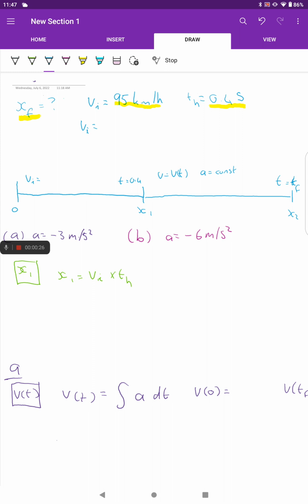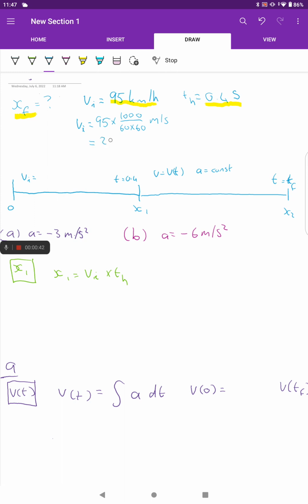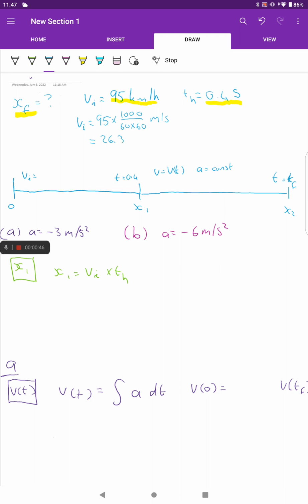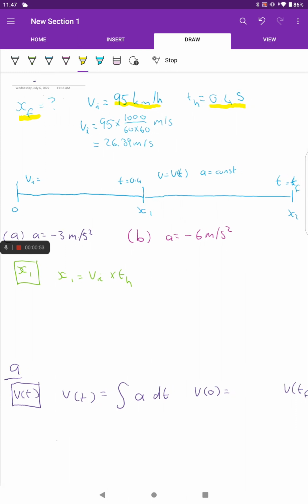in SI units. So we can convert that and multiply by 1000, then divide by 60 by 60 to give us an answer in meters per second, and this is going to be equal to 26.39 meters per second. Now, we divide our problem into two parts.